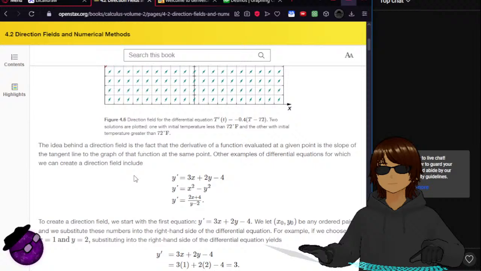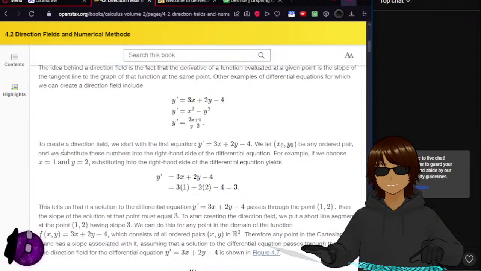The idea behind a direction field is the fact that the derivative of a function evaluated at a given point is the slope of the tangent line to the graph of that function at the same point. Other examples of differential equations for which we can create a direction field include this: 3x plus 2y minus 4.